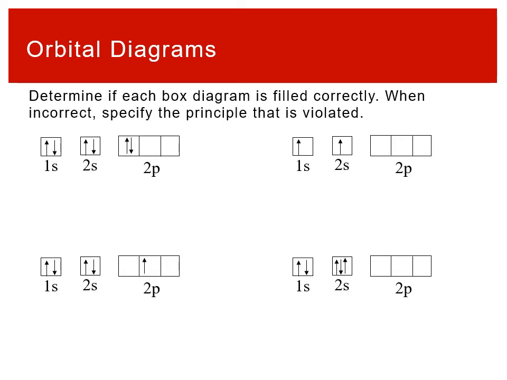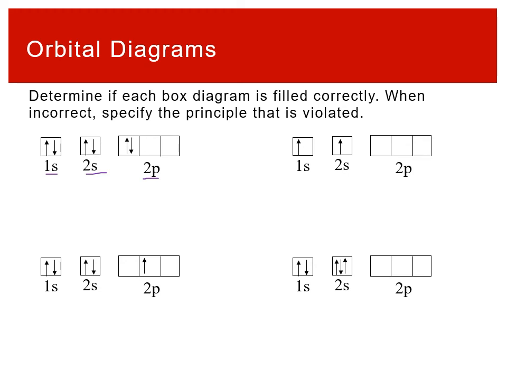Now we want to look at some slightly different examples where we look at just parts of box diagrams and see what's wrong with them. So the first one, we can see we've got the 1s2, 2s2, 2p2. So we want to think about, is this filled correctly? Are these arrows drawn in the right places, right directions, all sorts of ideas.